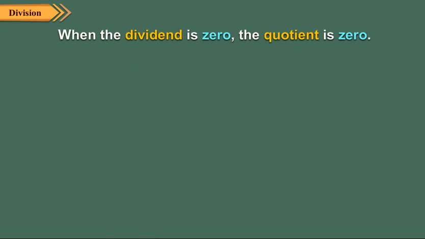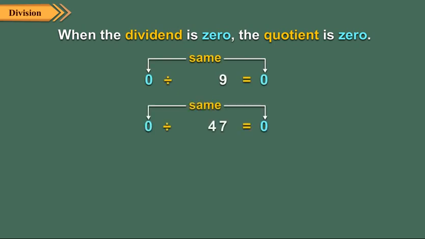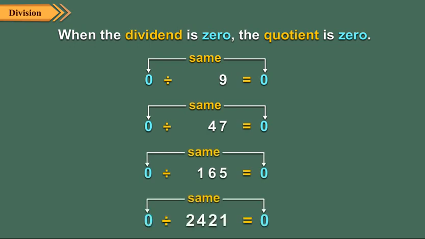When the dividend is 0, the quotient is 0. Let us see the examples. Dividing a number by 0 is meaningless.